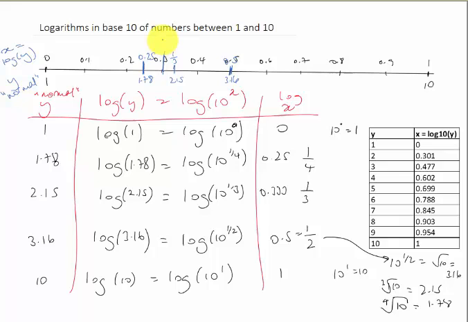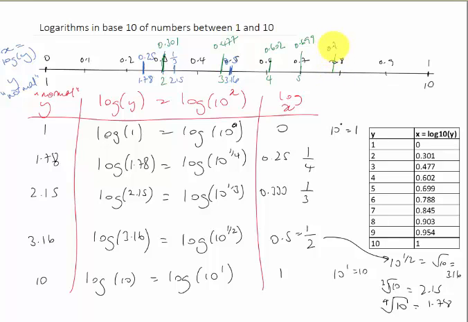So 0.301, so that's here. In fact, let's do these ones in green that are from the table. 0.301, and that is equal to 2. 0.477, normal number is 3. 0.602, normal number is 4. 0.699, normal number is 5.